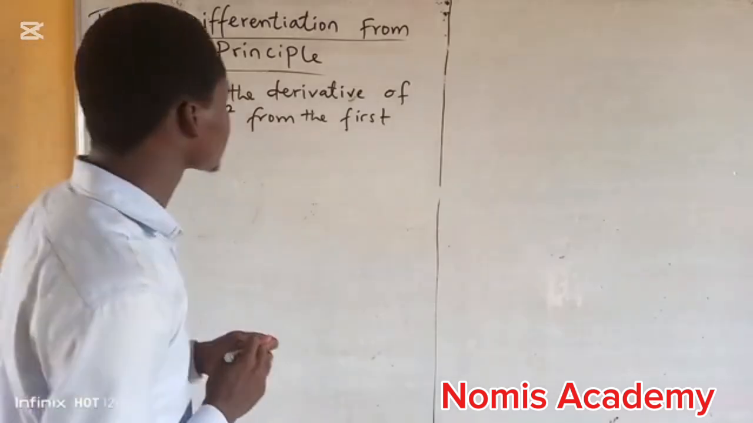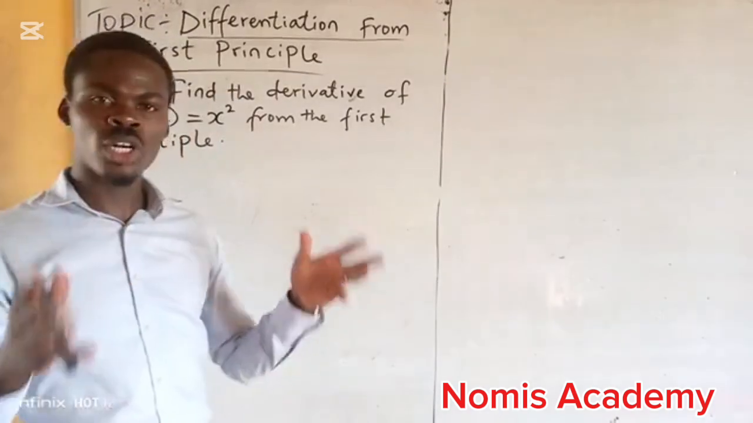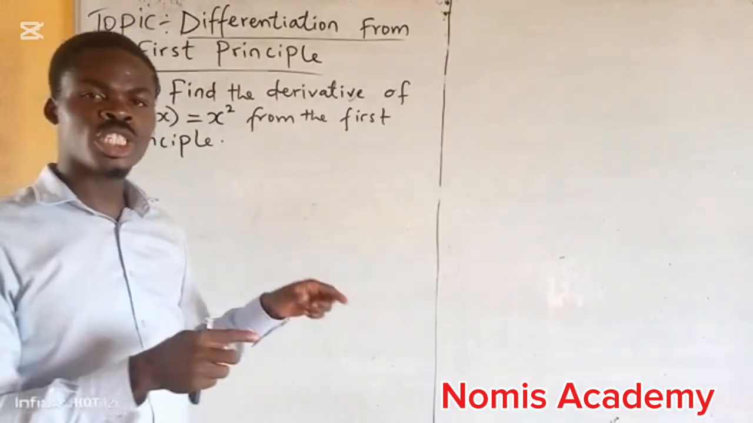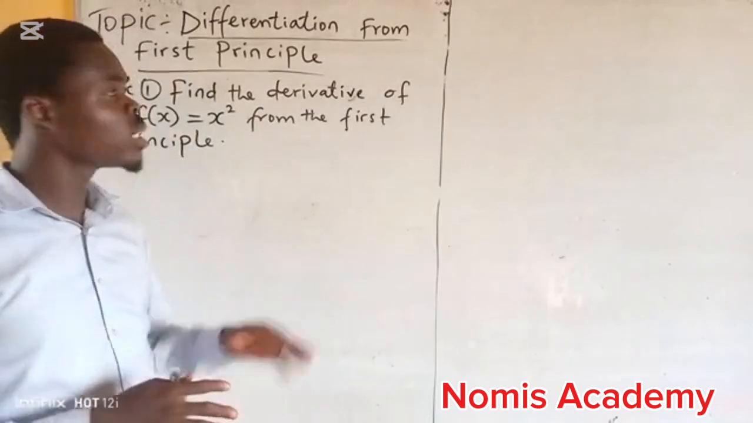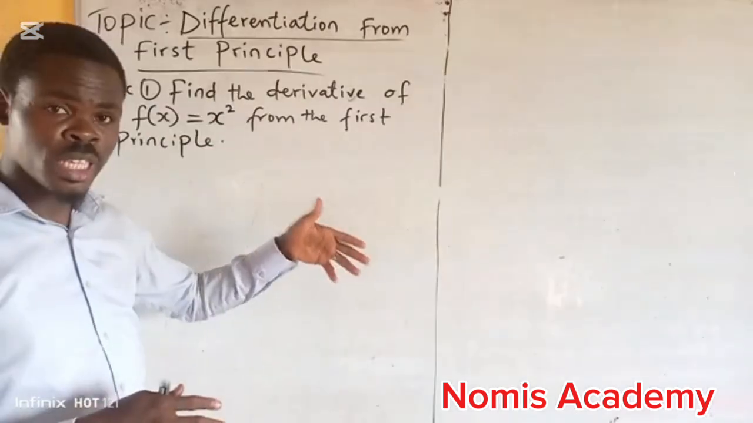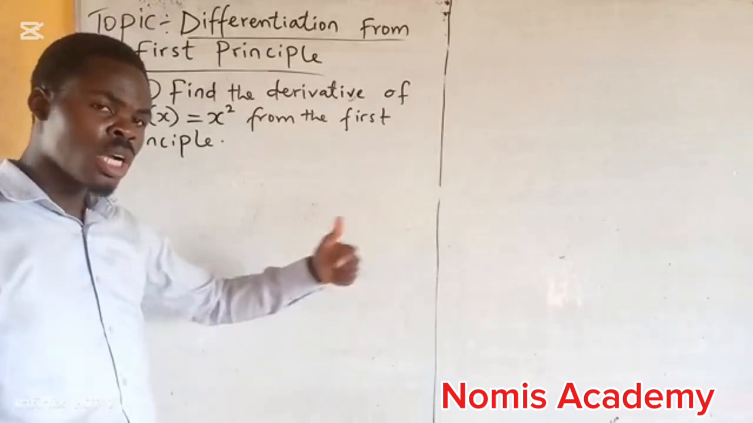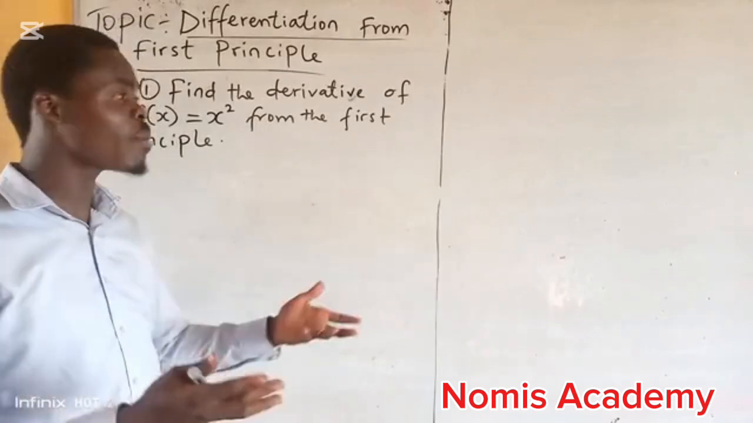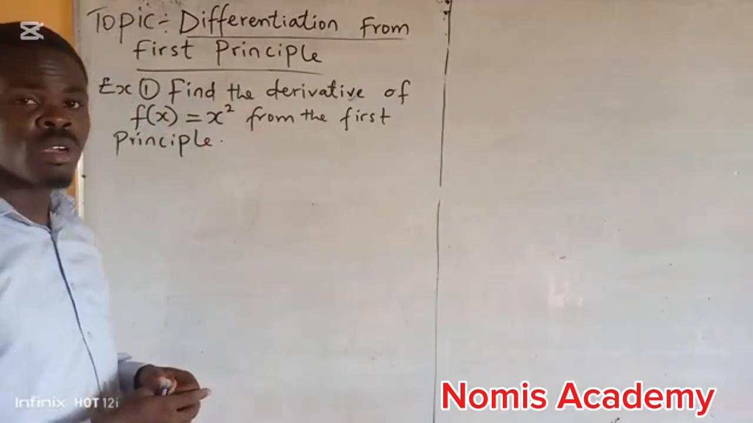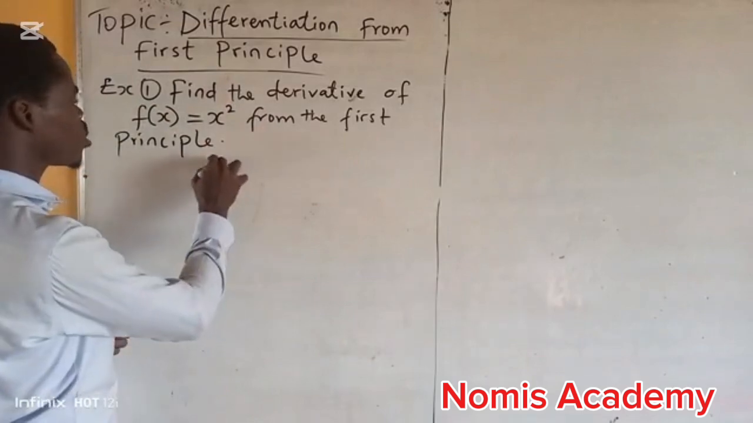Whenever you are asked to find the derivative of a function, considering a limiting value is actually called differentiation from the first principle. That is, trying to find the derivative of a function considering a limiting value is what we term as differentiation from first principle. Alright, let's solve that. Solution.